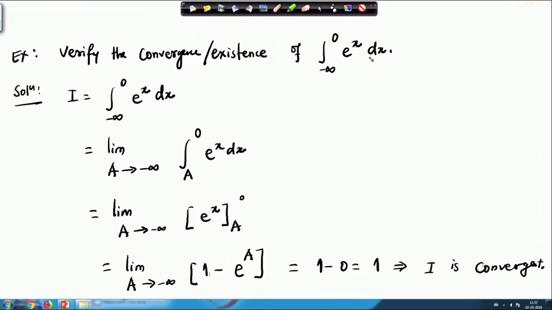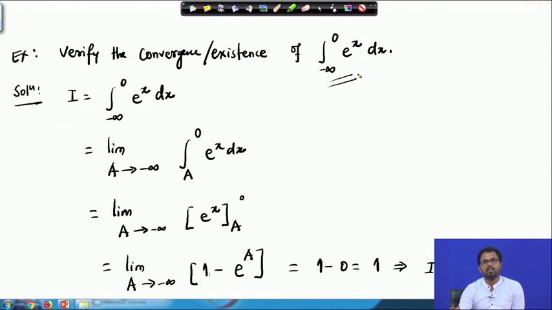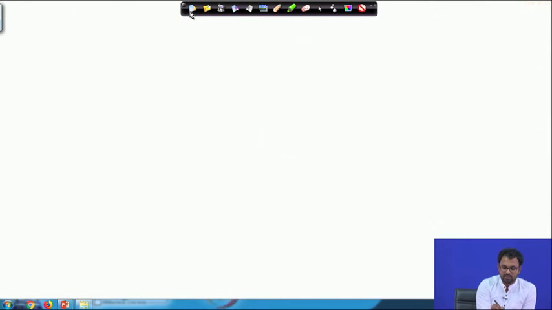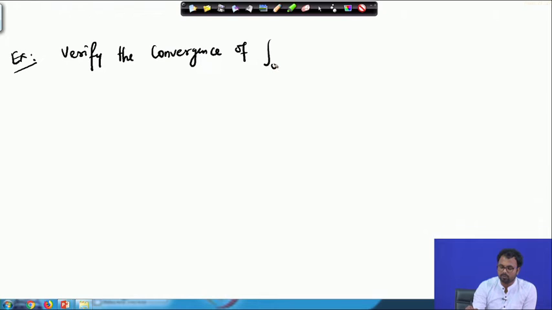Now, let us play with this integral a little bit, and then we can say that the integral is actually divergent. So, let us consider another example. Verify the convergence of integral from 0 to infinity e to the power x dx. So, we have to verify the convergence of this integral here. So, this one is again of type 1, where the upper limit is infinity.